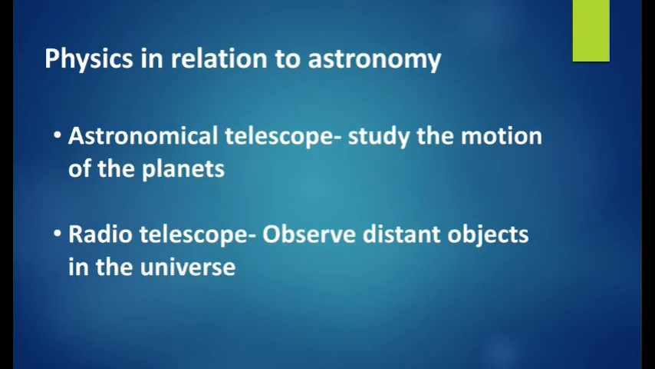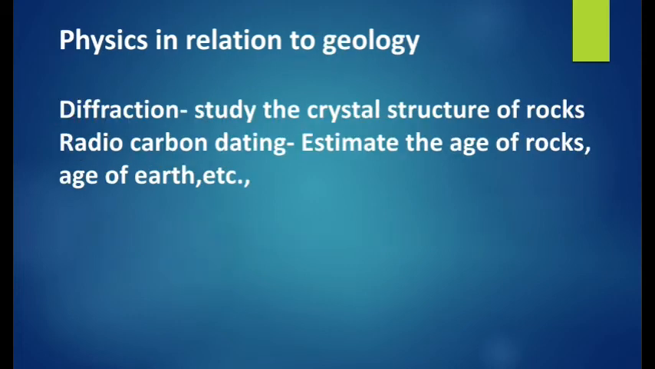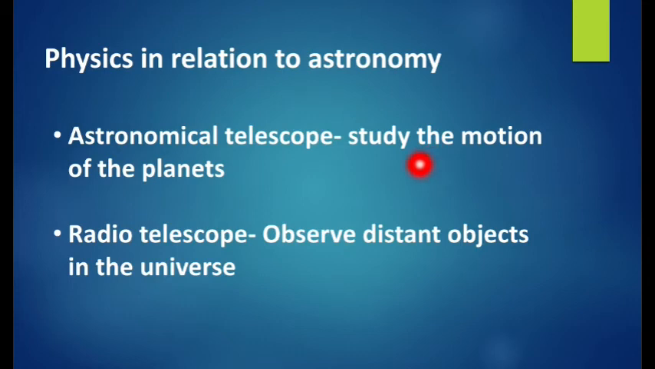Okay, astronomical telescope is one of the types of telescope. It is used to study the motion of the planets and also other heavenly bodies in the sky. Astronomers use it. Next one, radio telescope, it observes the distant objects in the universe. Both telescopes are principally based on physics.